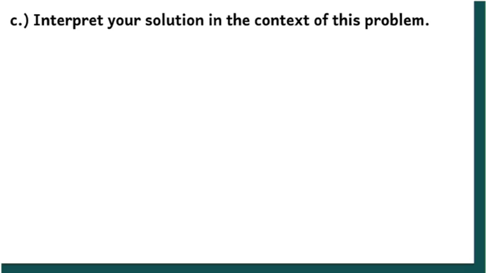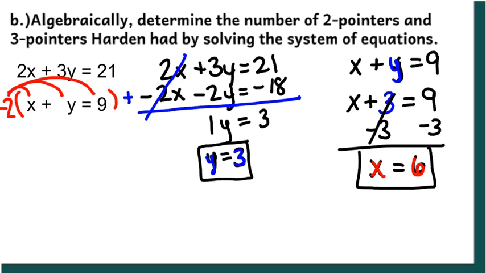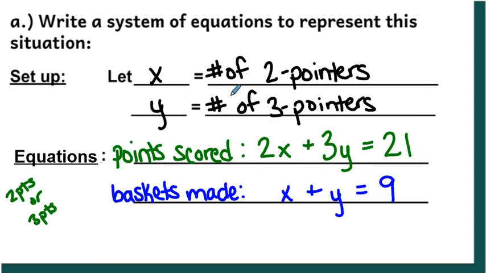Part C. Interpret your solution in the context of this problem. We just said that x equals 6 and y equals 3. But what do these values really mean? Going back to where we set up our variables, we said that x represents the number of 2-pointers that James Harden took in the game, and y represents the number of 3-pointers that James Harden took in the game.